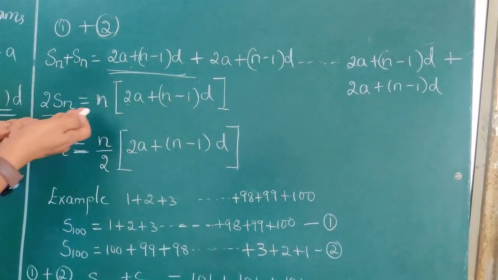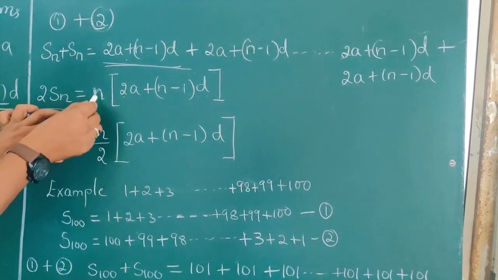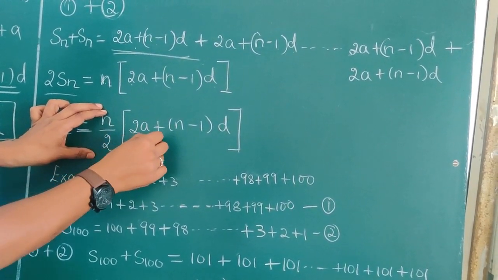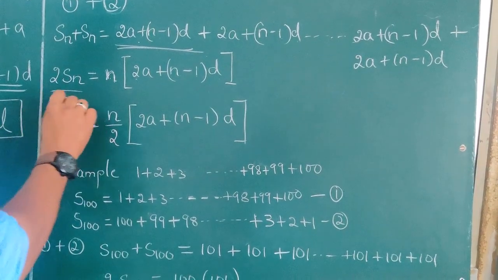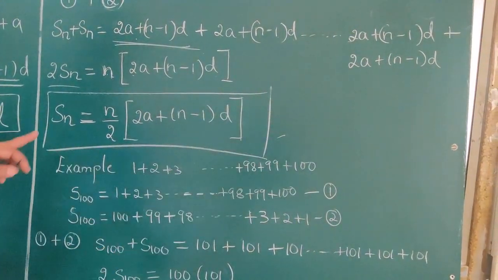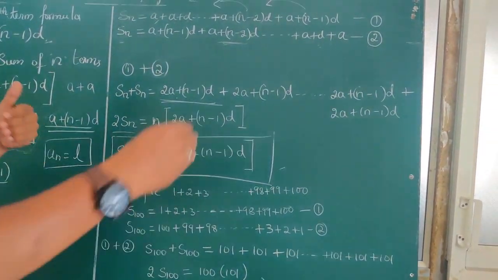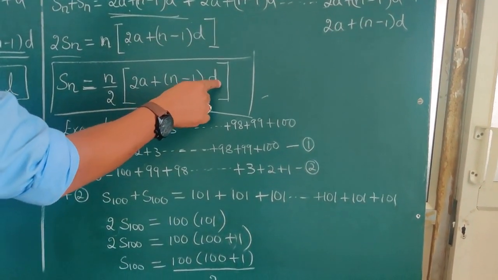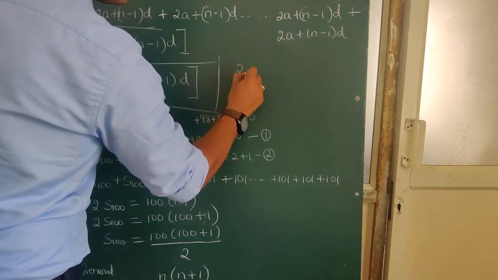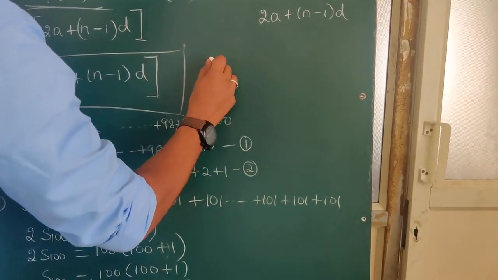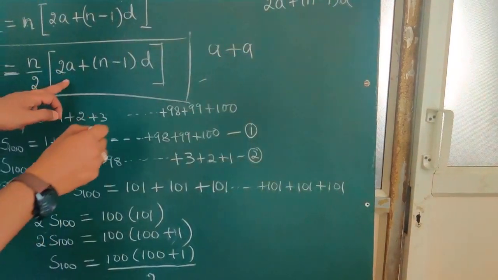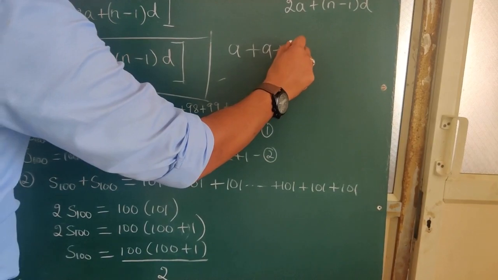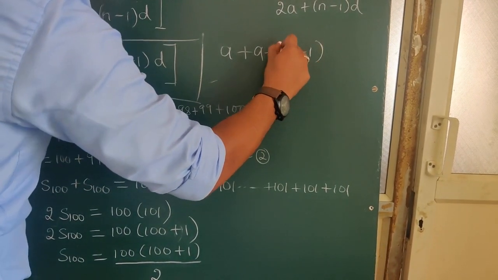Now, after dividing by 2 on both sides, you will get Sn is equal to n by 2 into 2a plus n minus 1 into d, and hence we have got the formula to find the sum of n terms. Sn is equal to n by 2 into 2a plus n minus 1 into d. See, 2a can be split into a plus a. This 2a I have made as a plus a. Then what is remaining is n minus 1 into d.